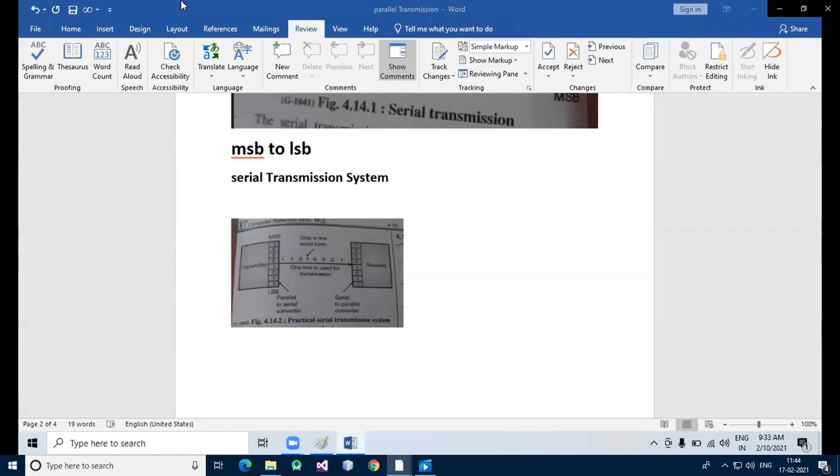The application of serial transmission is computer to computer communication, especially long distance communication. The number of wires required to transmit n bits is n wires in parallel transmission, compared with serial transmission.